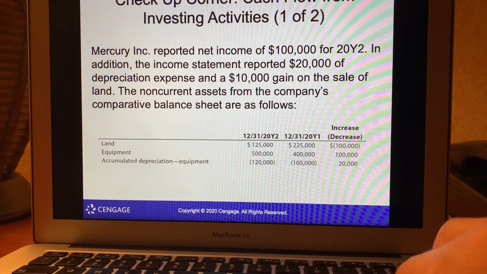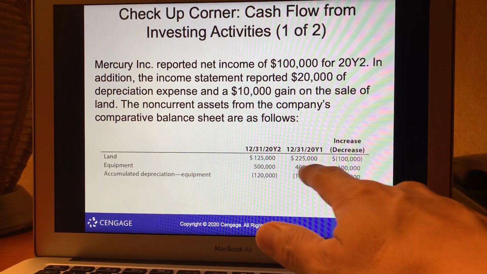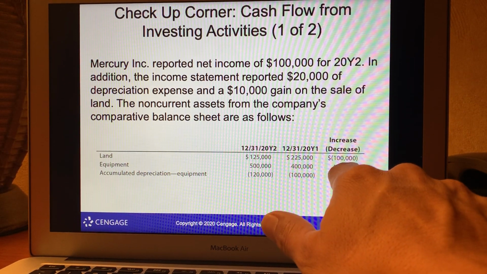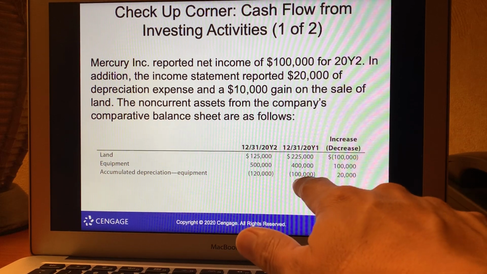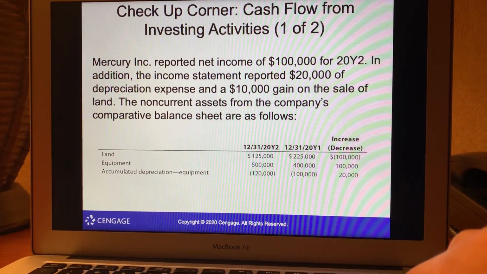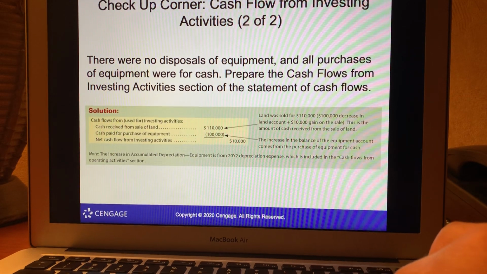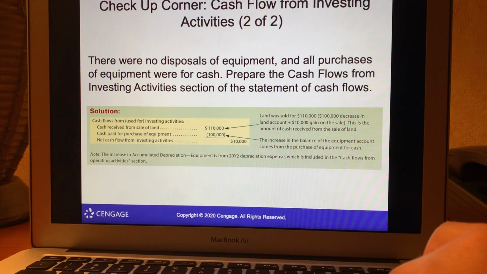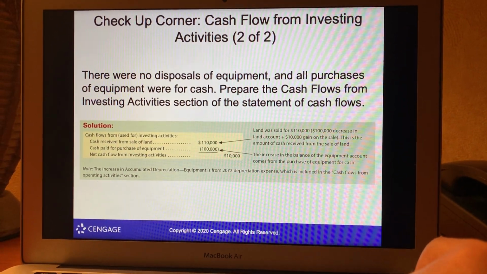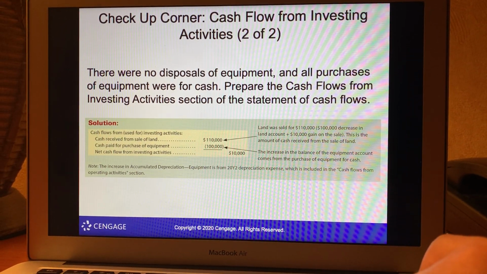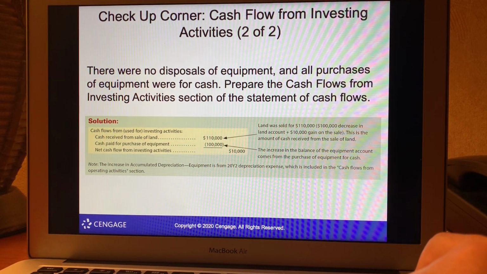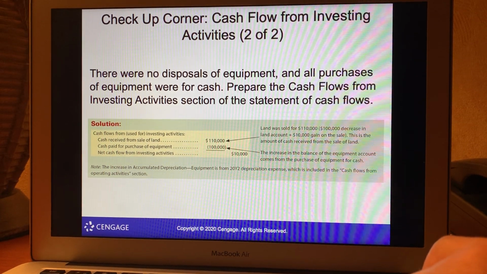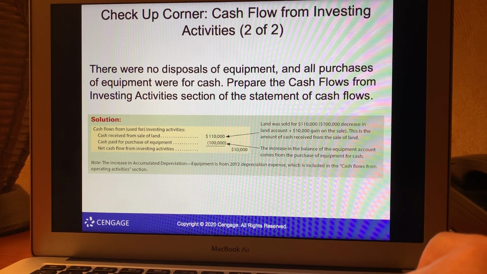Okay, so here's what this will look like when it's laid out. There was an increase when you compare them. There was a decrease right here in equipment, and then our depreciation was an increase. Okay. So here's a checkup corner. Just to take a look at that, if we did that correctly, and there were no disposal of equipment, and all purchases of equipment were for cash. Prepare the cash flows from investing activities section of the statement of cash flows. So that's what it would look like.